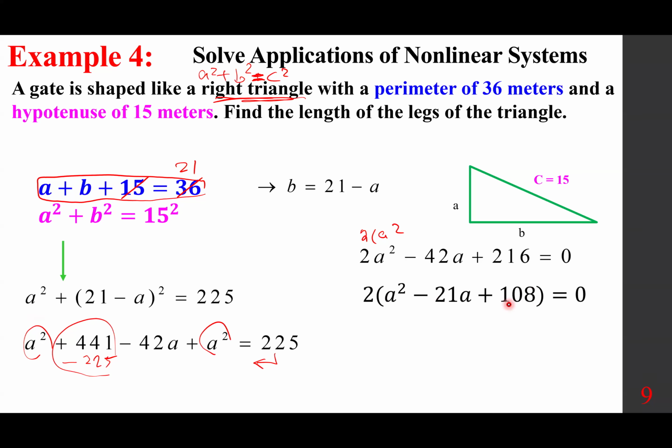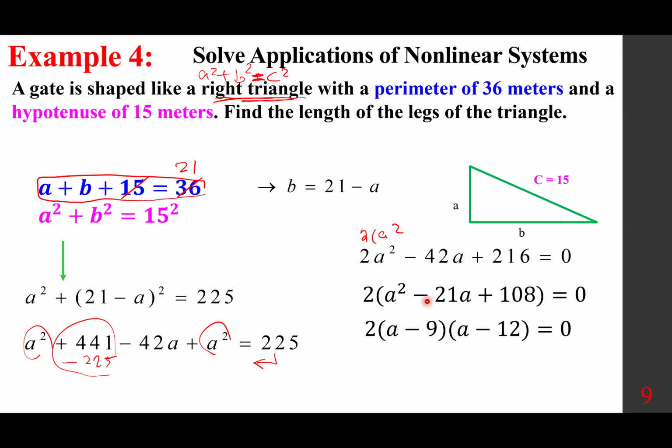Remember, this is a and a. You want two numbers. The product is 108. The sum is negative 21. Both of them must be negative because the product must be positive and the sum remains negative. For example, 1 and 108, 2 and 54, 4 and 27 and so forth. You can play with numbers. 9 and 12, both of them negative.